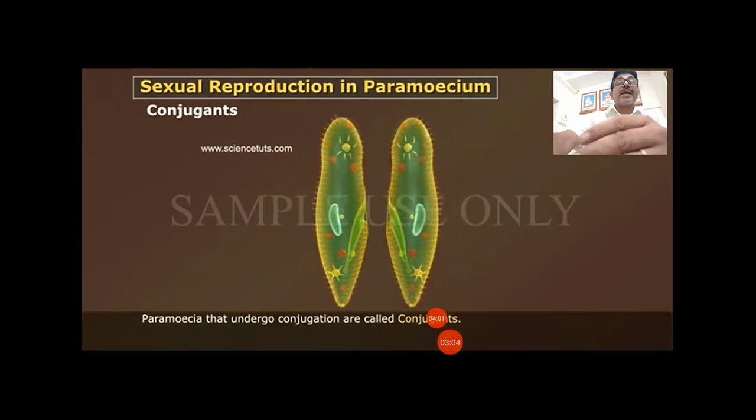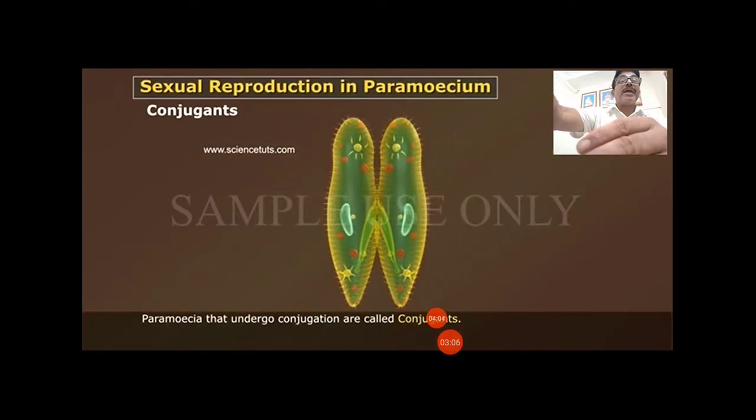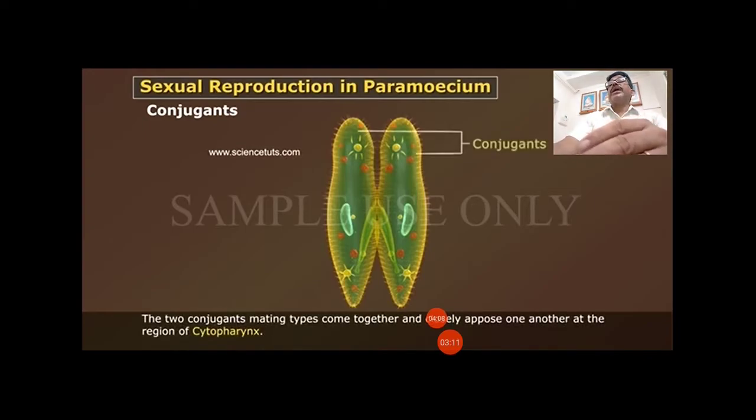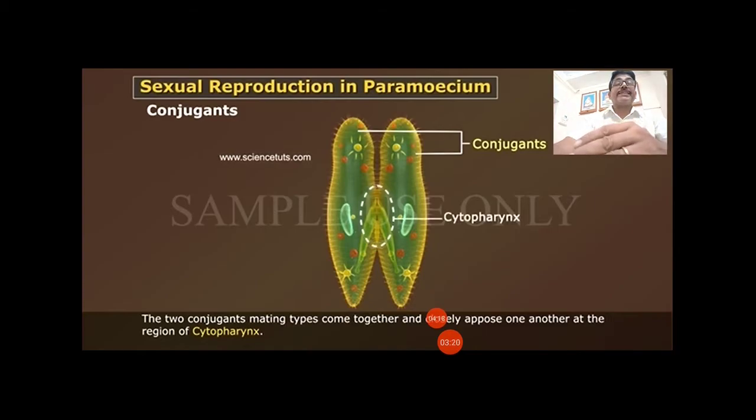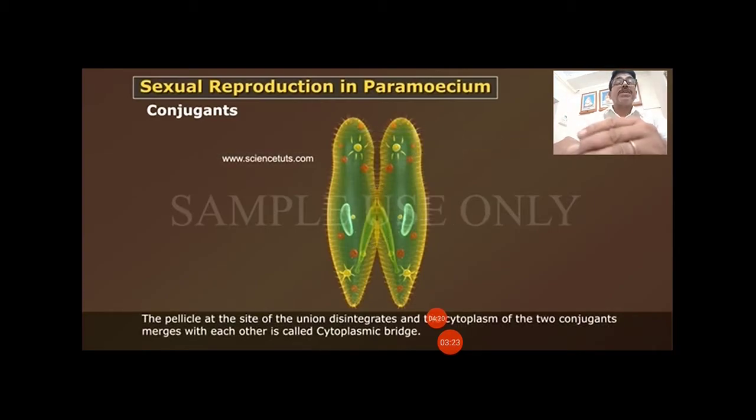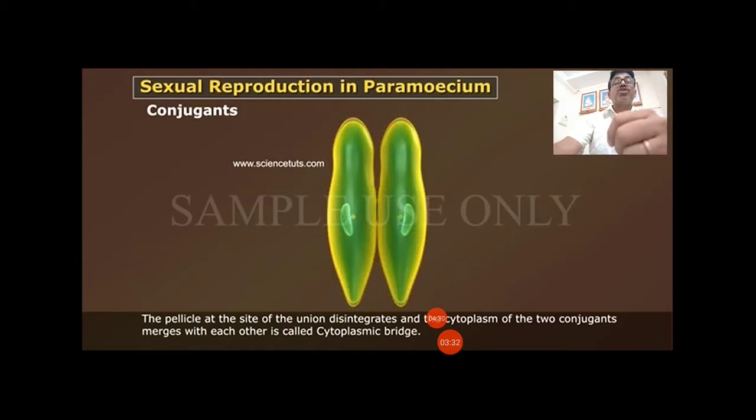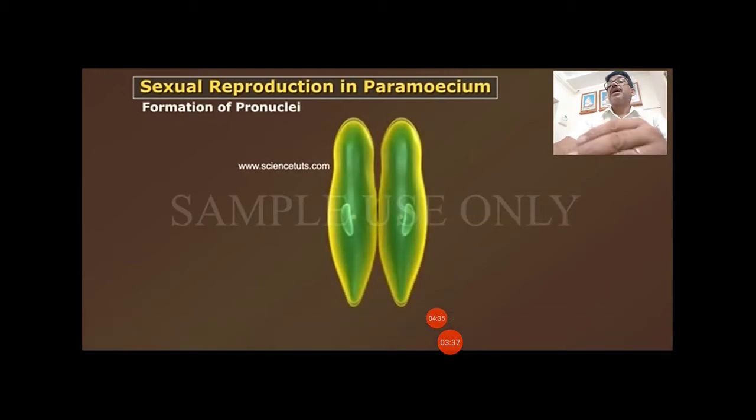Conjugants. Paramoecium that undergoes conjugation are called conjugants. The two conjugants of matching type come together and push against one another at the region of the cytopharynx. The pellicle at the site of the cytopharynx degenerates and a cytoplasmic bridge is formed by which the nucleus can go from one Paramoecium to another.